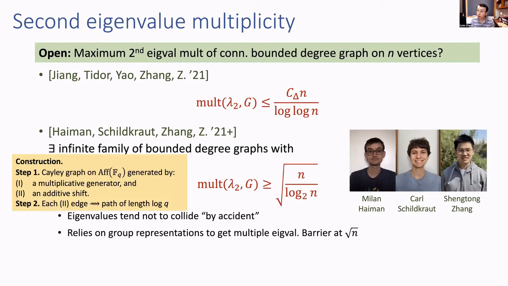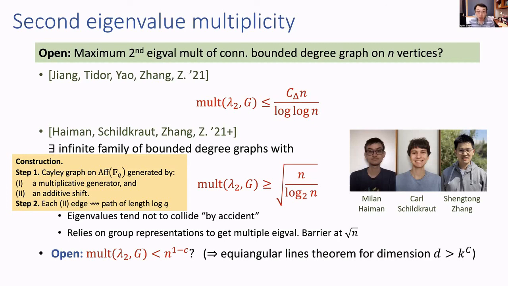Just a very quick word about the construction in case you're curious what this graph is. Let me quickly say it, but not go into detail. There are two steps in the construction. First, we start with a Cayley graph on the group of affine transformations of F_q, generated by a multiplicative generator and an additive shift. And then we convert each edge of the second type, corresponding to an additive shift, to a path of length log q. This gives you a graph of bounded degree with high second largest eigenvalue multiplicity.